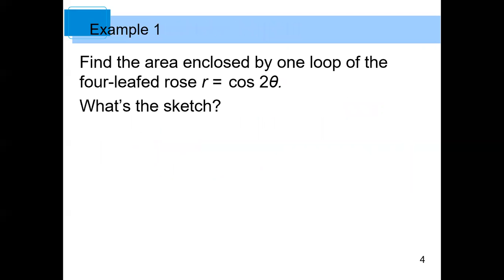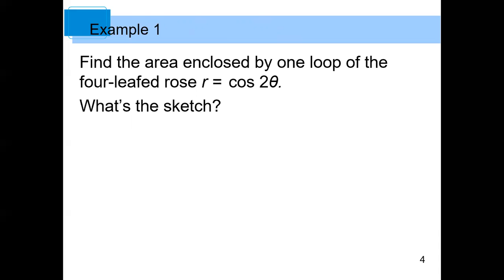Find the area enclosed by one loop of the four-leafed rose. And by the way, we kind of know that you guys knew that cosine of 2 theta was a four-leafed rose, didn't you? Remember, you have cosine of n theta, that's going to be a rose situation, yes? And if the number sitting next to theta is even, it doubles, like the number of petals is double that number, yeah? This is a four-leafed rose.